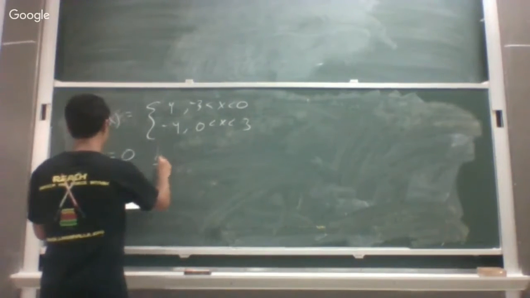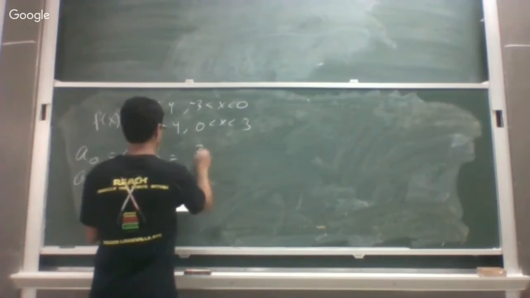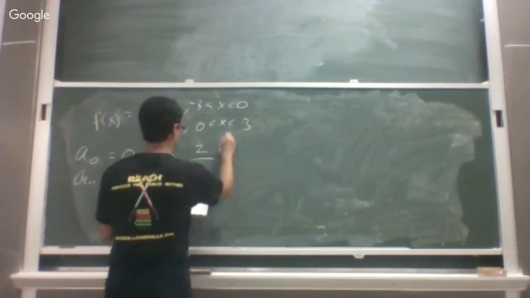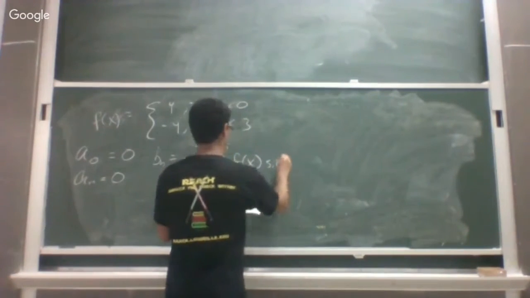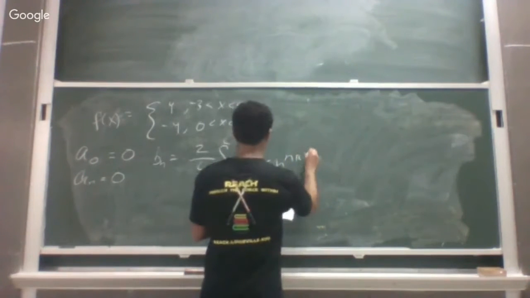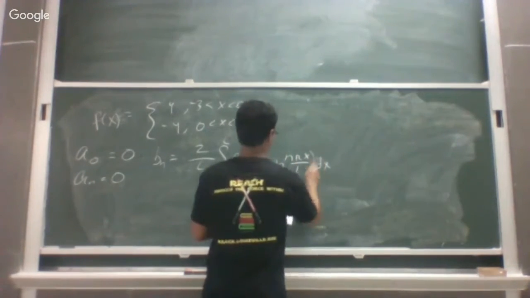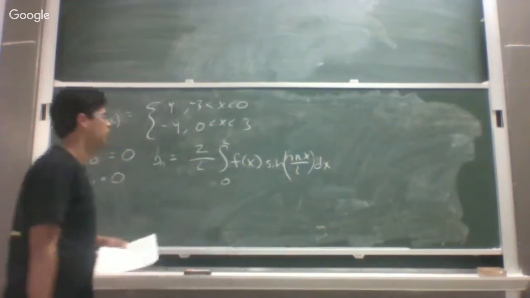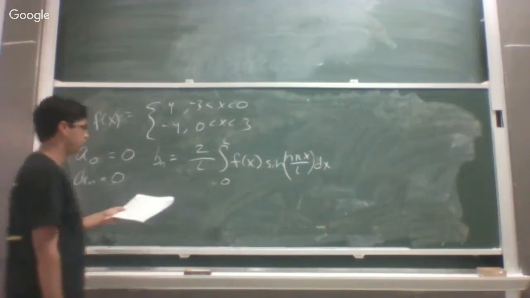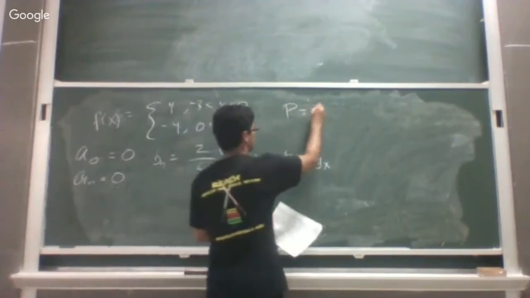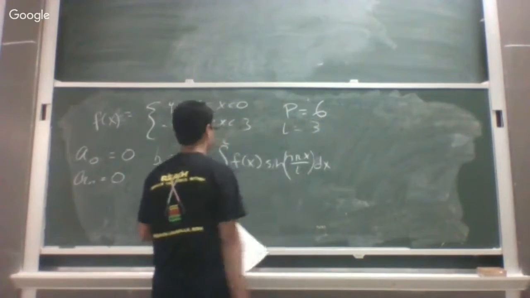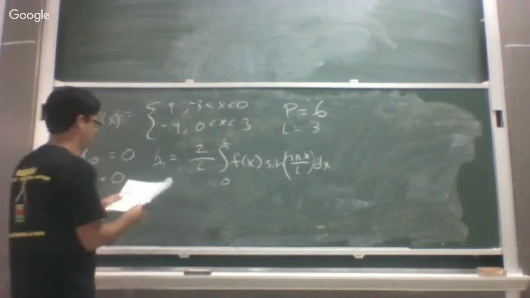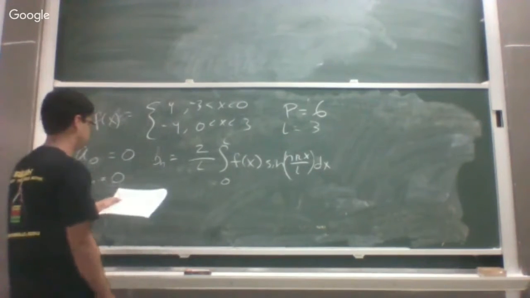b sub n, the formula for that is 2 over L from 0 to L, f of x, sine of n pi x over L dx. Okay, so our period is 6, what is our L? 3. So we need to do this part.